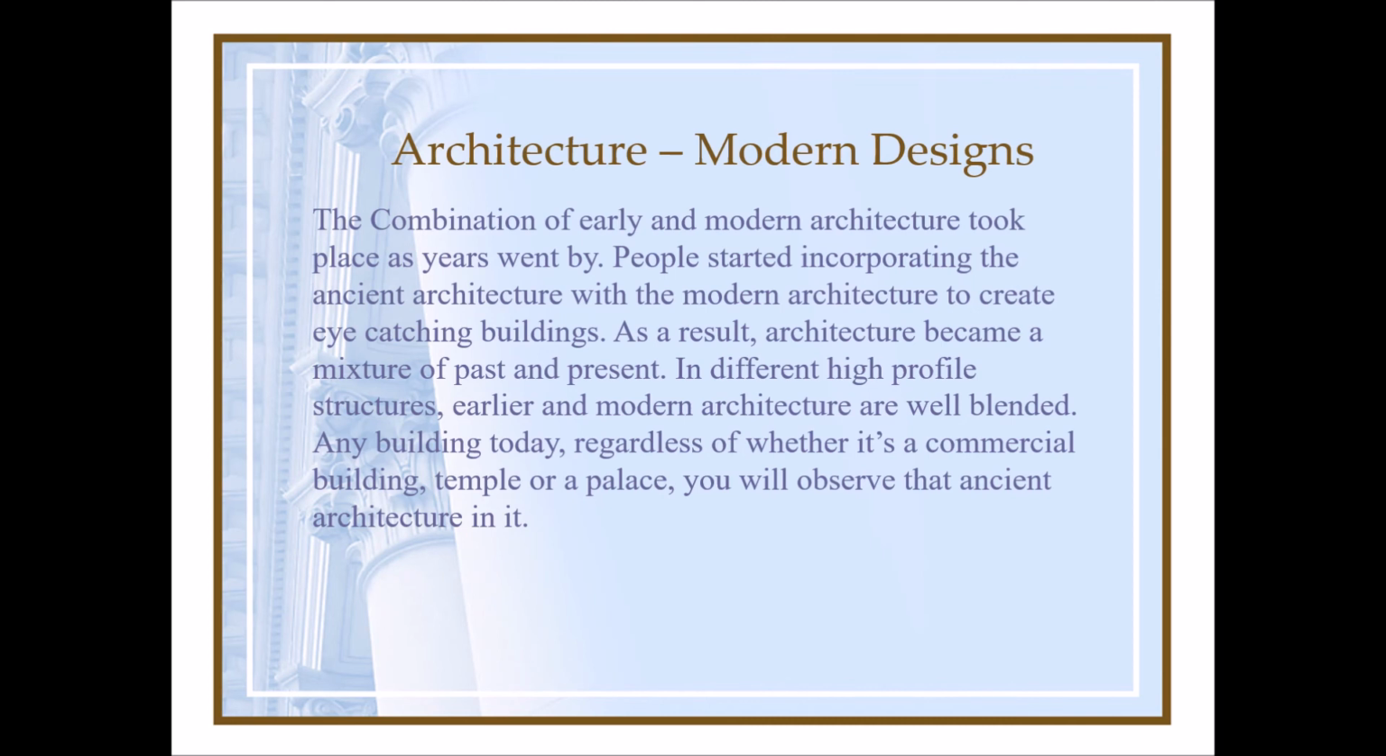The combination of early and modern architecture took place as years went by. People started incorporating the ancient architecture with the modern architecture to create eye-catching buildings. As a result, architecture became a mixture of past and present in different high-profile structures. Early and modern architecture are well blended. Any building today, whether commercial buildings, temple or palace, you will observe that ancient architecture in it. So every building that you see actually has a trace of ancient architecture in it.